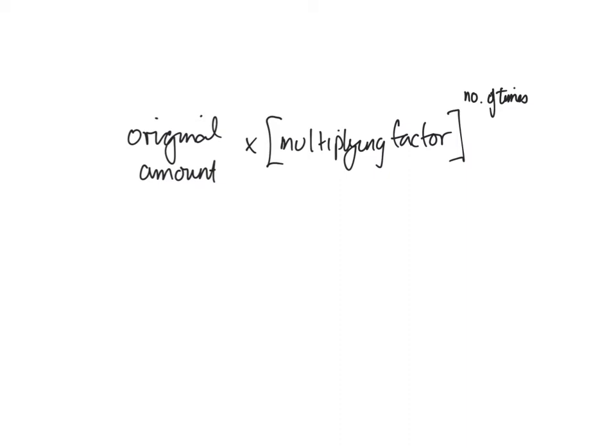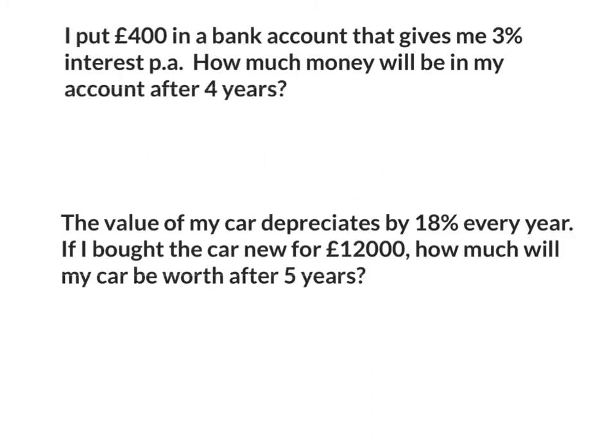You can do it year after year after year, but if you have 5 or 6 years or 5 or 6 times that you're doing this, it's much quicker just to put in this wee formula and use that. So for example, I put £400 in a bank account that gives me 3% interest PA. This PA, per annum, means per year, each year. Okay, so how much money will be in my account after 4 years?